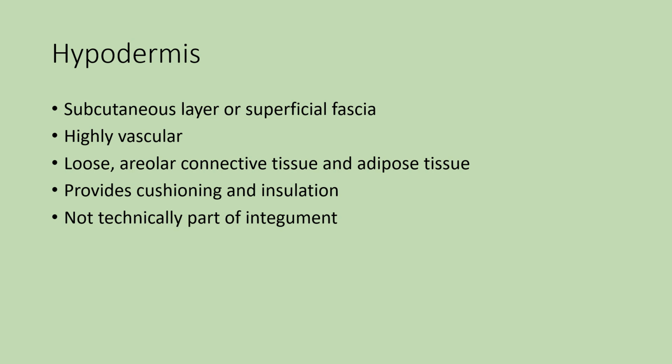It is highly vascular. It is composed of loose areolar connective tissue similar to what you see in the papillary layer, but it also has a lot of adipose tissue. Adipose tissue is fat tissue, and that's going to help provide a lot of insulation and cushioning. So it helps secure the skin to the underlying tissues, but it also helps protect the underlying tissues as well.